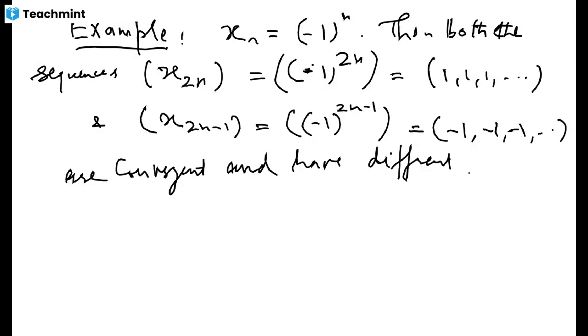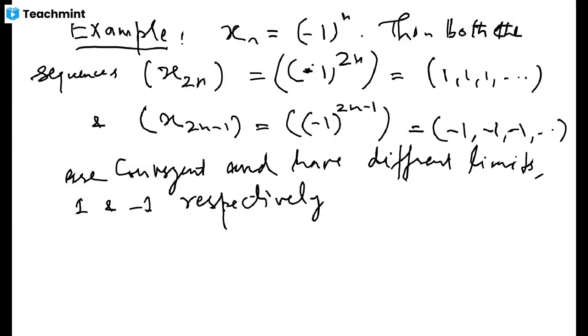Different limits. The limit of the first subsequence is 1, because the constant sequence 1 will converge to 1, and the limit of the second subsequence, which is again a constant subsequence, is minus 1. So they have different limits, 1 and minus 1 respectively. These 1 and minus 1 are not limits of xn, because xn is not convergent, but these are limits of its subsequences, two particular subsequences, and we give them a special name.